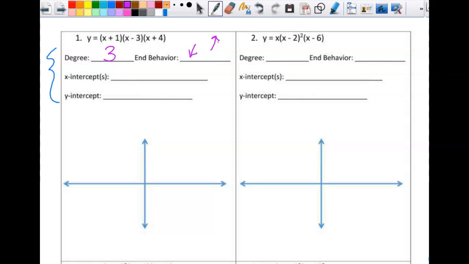My x-intercepts, now it says intercepts, which means I have to put them in ordered pairs, okay? My x-intercepts are (-1, 0), (3, 0), and (-4, 0). Okay, make sense? Then my y-intercept is when x is 0, so I got to figure that out. So y equals, so if I substitute zeros in for all those x's, I get 1 times -3 times 4. So that'll give me -12, from (0, -12).